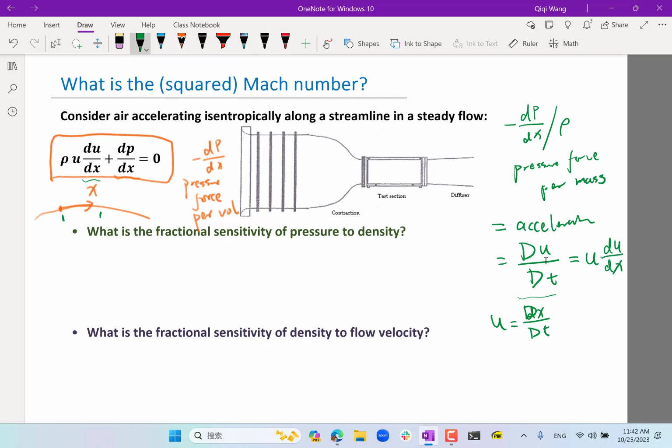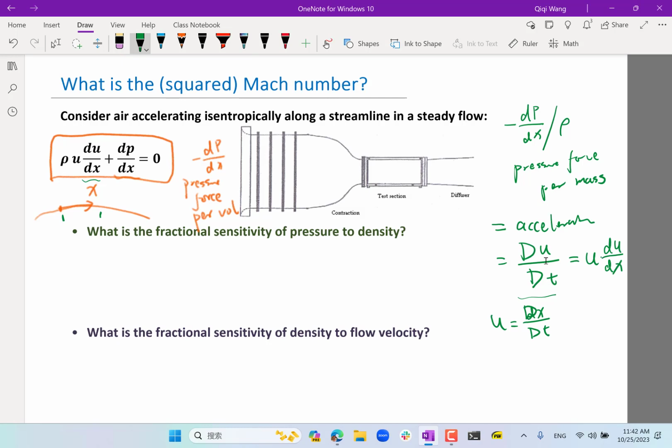Okay, make sense? So that's why we are deriving this equation. In a steady state flow with viscosity neglected, if we move this to the right-hand side, negative dp over dx divided by rho is the acceleration, which is equal to u times du dx. So this is the equation we're going to use to derive what the Mach number is.